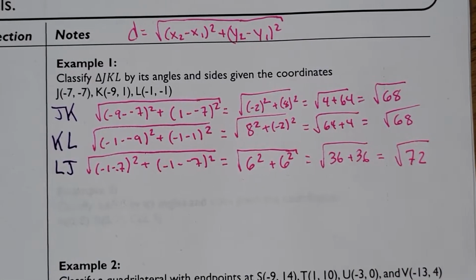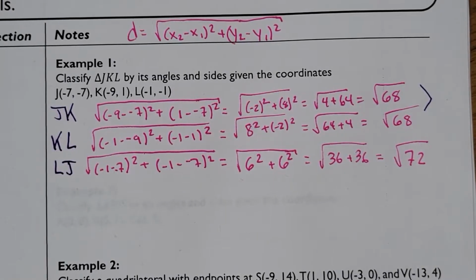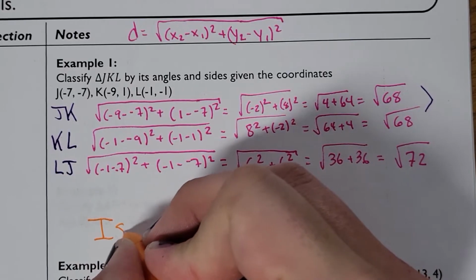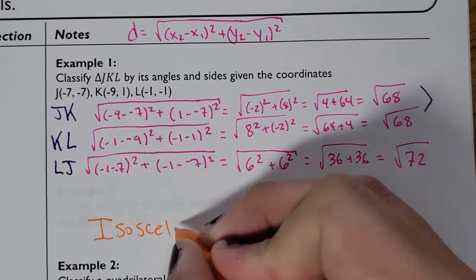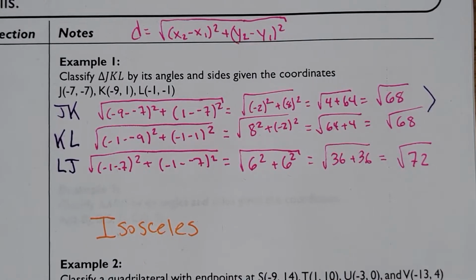So the first thing I notice is that two of my sides are equal. Remember that in triangles that had two equal sides, we referred to those as isosceles triangles. But we also need to figure out if this triangle is an acute, an obtuse, or a right triangle.